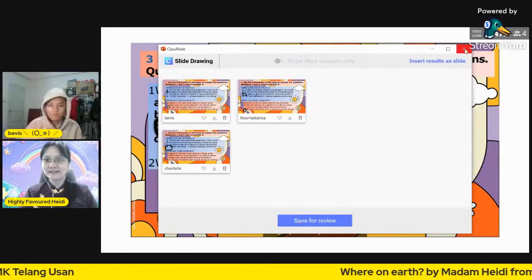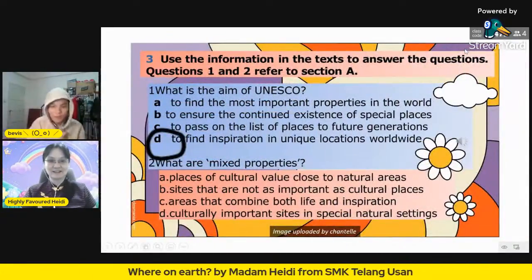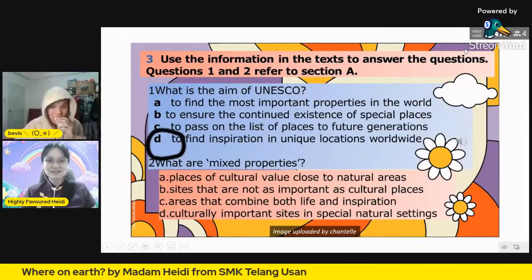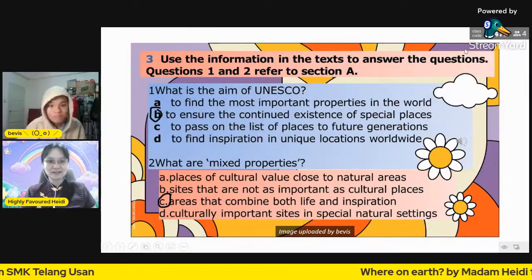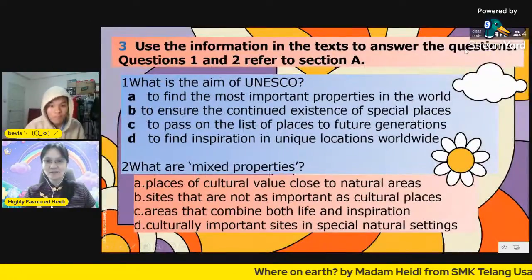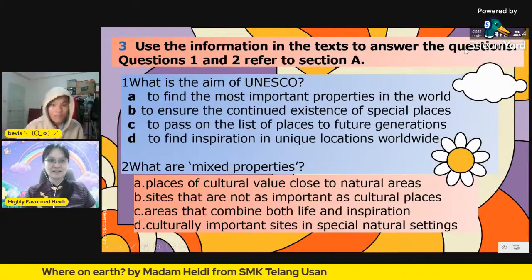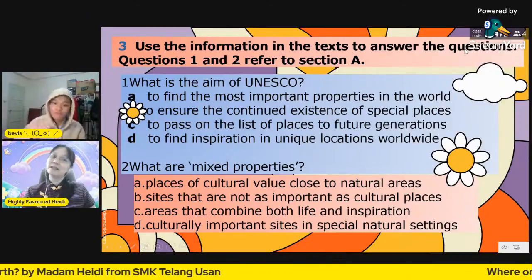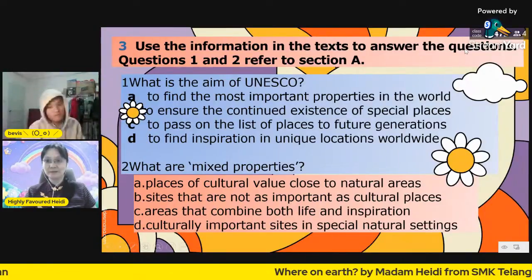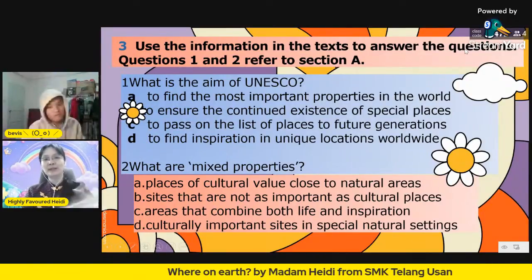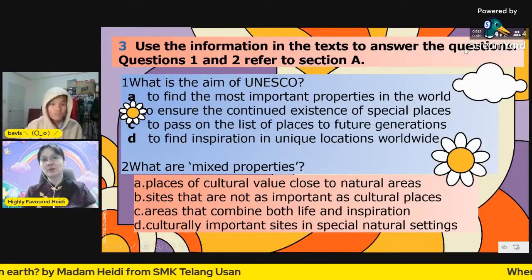Okay, all right, let's look at teacher's answer. This is Chantel. Chantel didn't manage to answer number two. All right, so this is Rosma Diana's and Bevis' answer, B and C. Let's look at teacher's answer. So, what is the aim of UNESCO? The answer is B: to ensure the continued existence of special places. Because they want to pass it down so that future generations are able to also enjoy what you are enjoying.